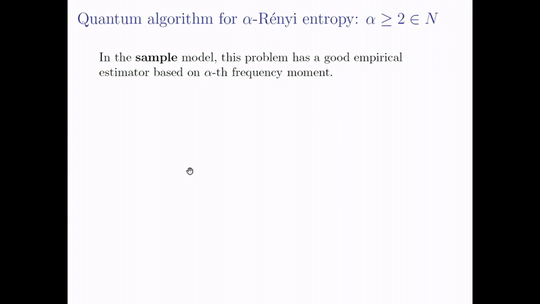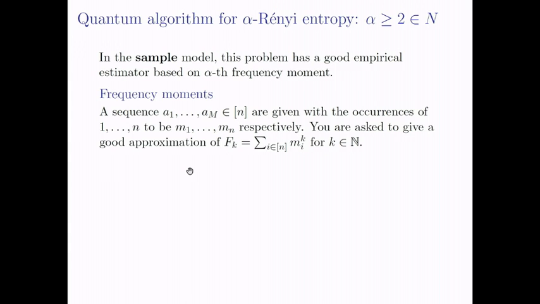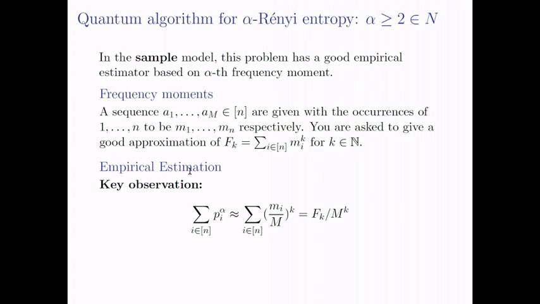Classically, when you try to estimate Rényi entropy for any integer alpha, this problem connects to something called the alpha frequency moment. What is the alpha frequency moment? Just imagine you have a sequence of numbers from the domain n, and you count the occurrences of those numbers, call them m_1 to m_n. Then F_k is defined to be the summation over i of m_i to the k, which is the k-th frequency moment. The key observation, which is very easy to see, is that this is the Rényi entropy definition, and this is what we get from the frequency moment. You see, they are the same because you already know m.